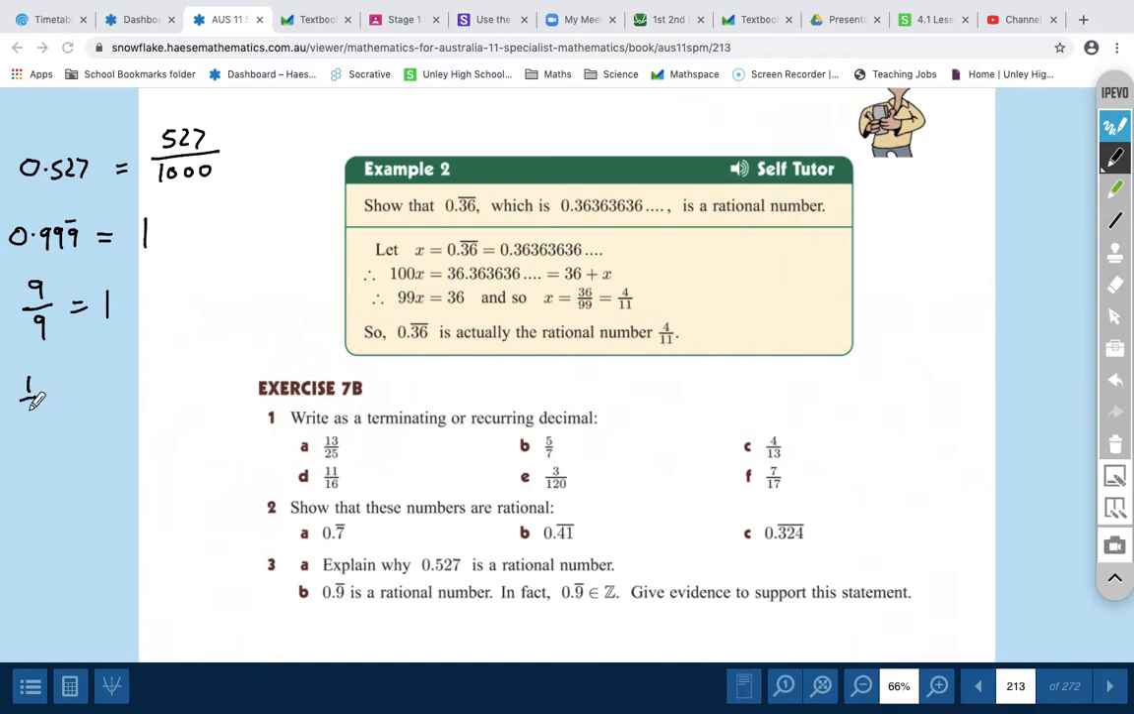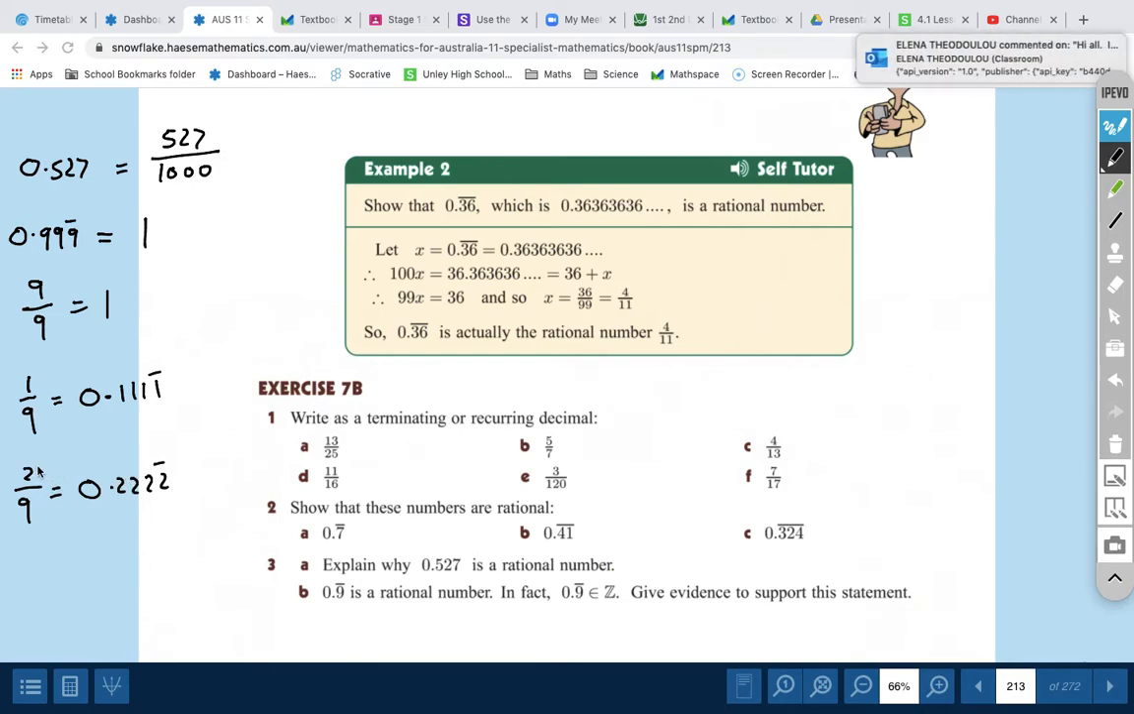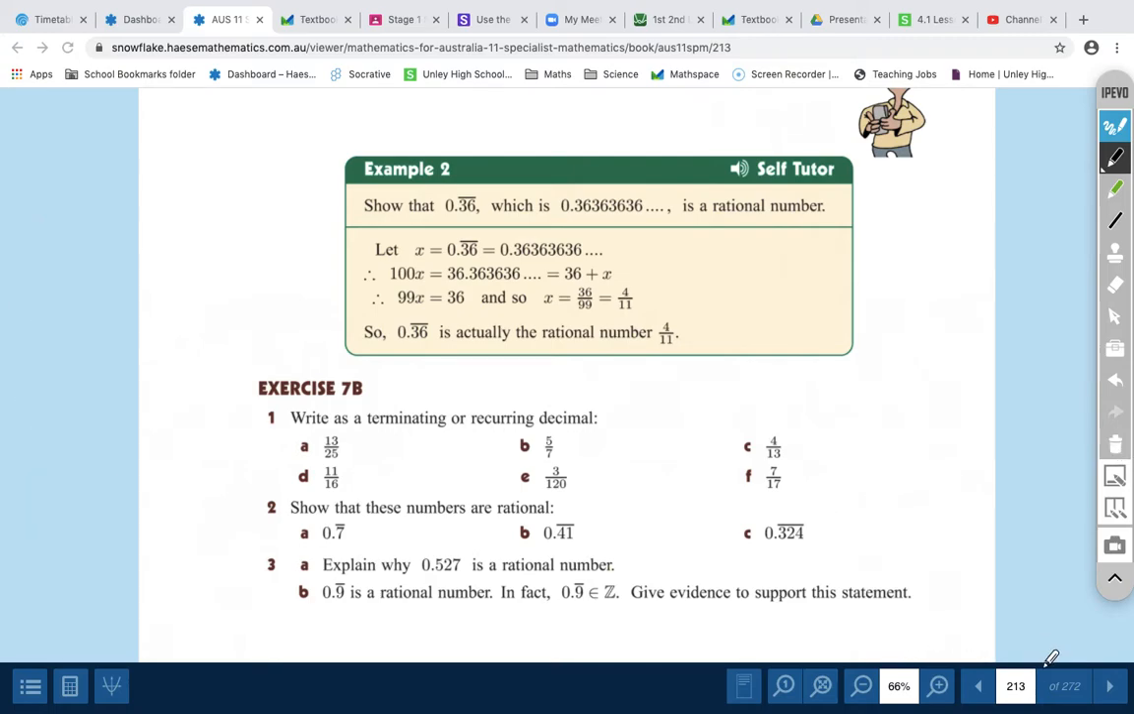If you're familiar with your ninths, 1 ninth is 0.1111 recurring, 2 ninths is 0.2222 recurring, right? So by the time we get up to 9 ninths, we've got 0.9999999 recurring. Well, 9 ninths equals 1. Easy peasy. All right.